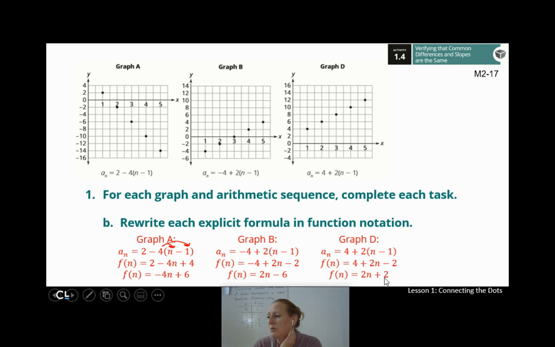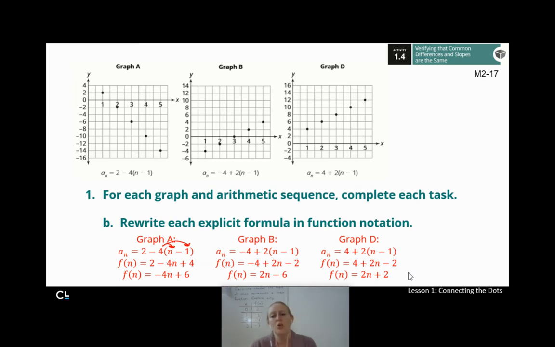A +4 and a -2 is a +2. So I have f of n equals 2n plus 2. You guys did really well with these the other day. Of course, just watch your negatives. You know that's an issue. It's a problem. But now my lovely explicit formulas are, of course, in function notation.